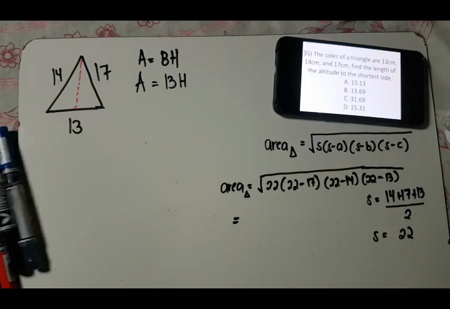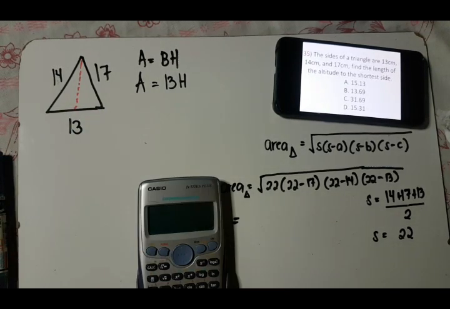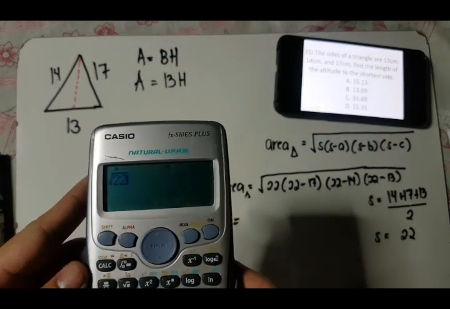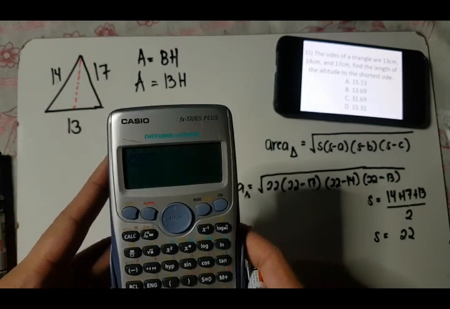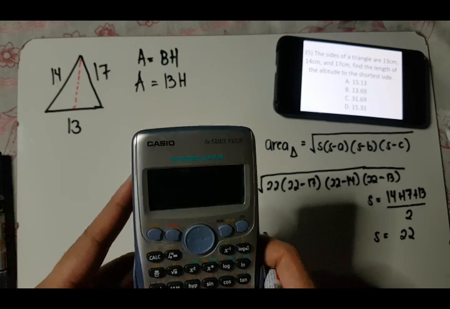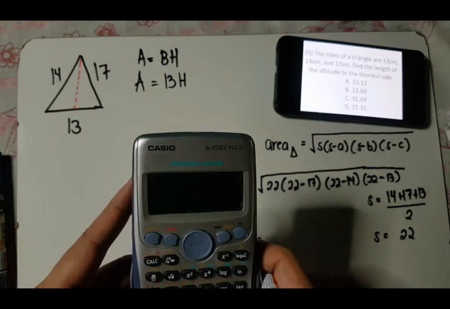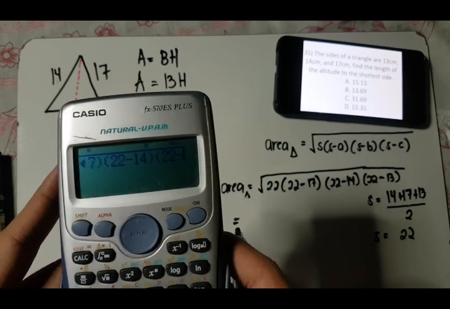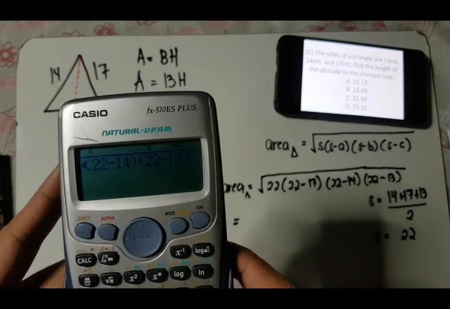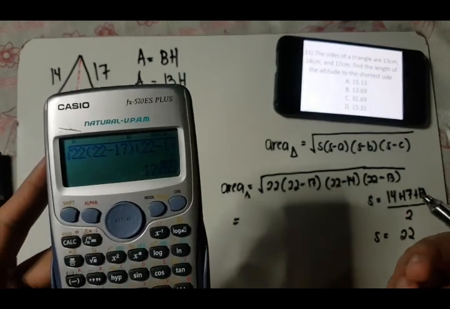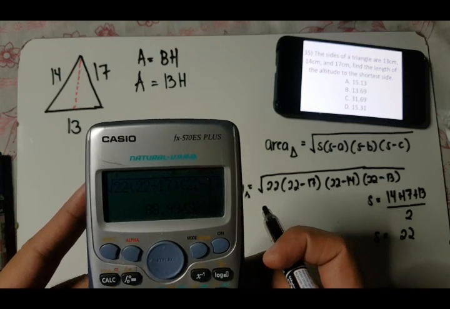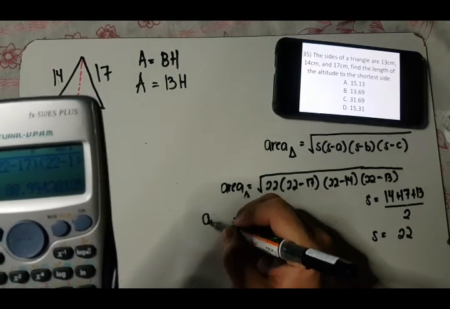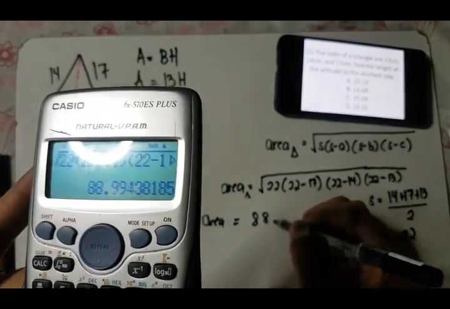So, just use your calculator to solve for this. Square root of 22, para makita nyo, 22 times (22 minus 17), (22 minus 14), (22 minus 13). Ayan. Then, equals. So, 12 square root of 55 or 88.99. So, area of the triangle is 88.99.